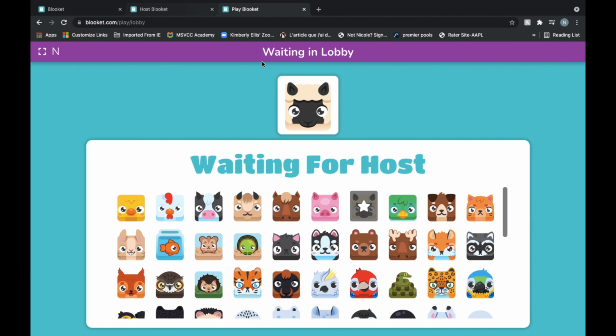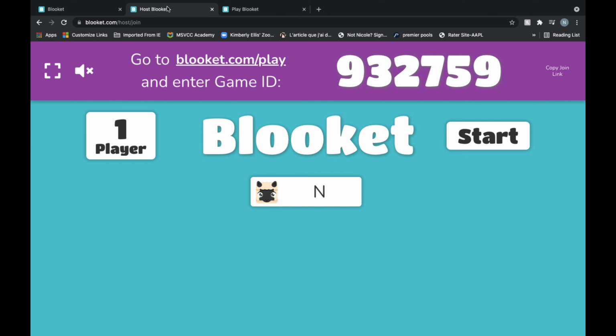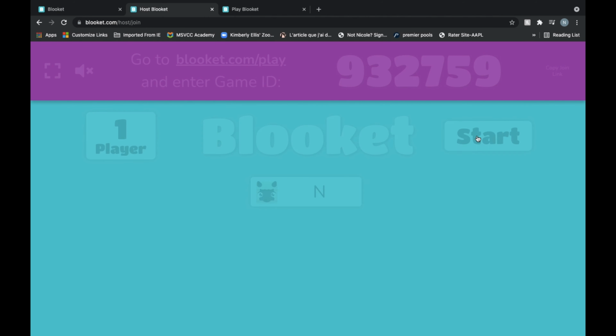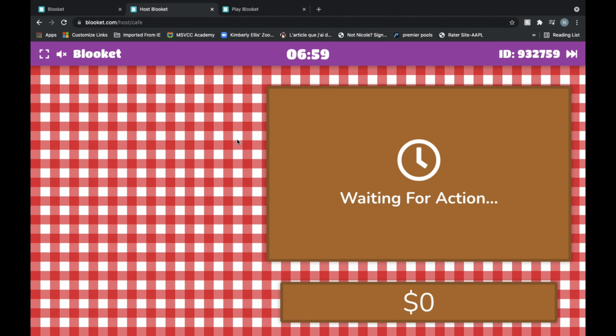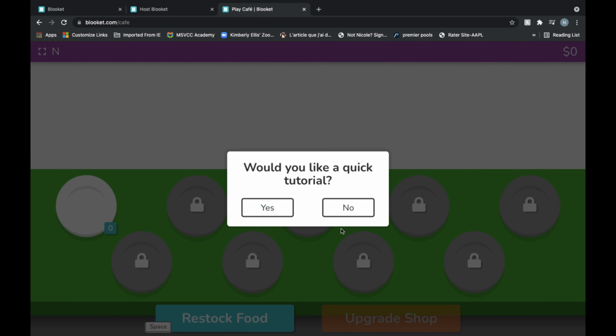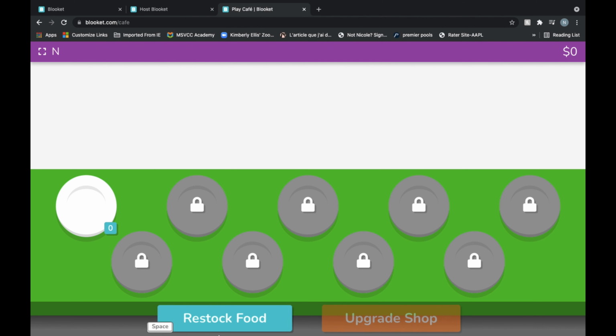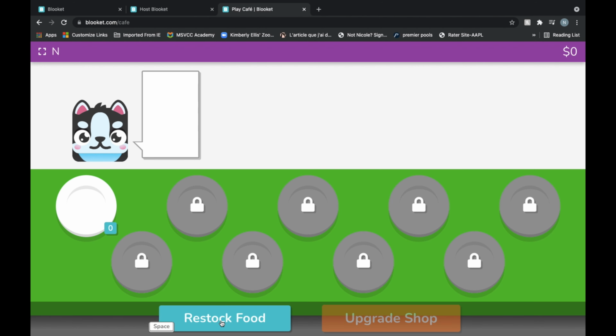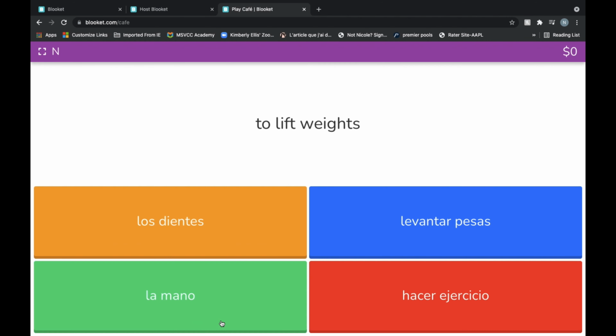Okay, now this is the student side. Remember, they have to go to blooket.com/play. And then from the teacher side, you have to press start. Okay, and so they don't need a tutorial.